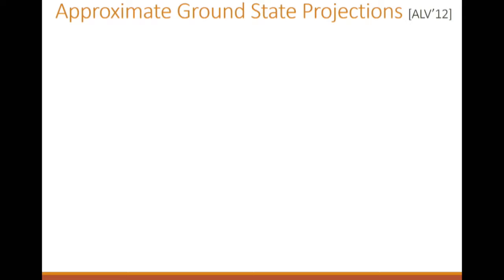This is something that was introduced a while back by Arad, Landau, and Vazirani. They introduced it as a theoretical tool at the time. They used it to give a different proof of the area law that Hastings had proved, with improved scaling on some of the parameters, mostly the local dimension, the qubit dimension. They had a better dependence on that using the approximate ground state projection.